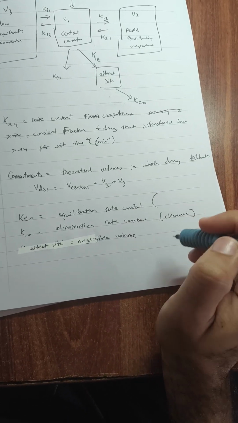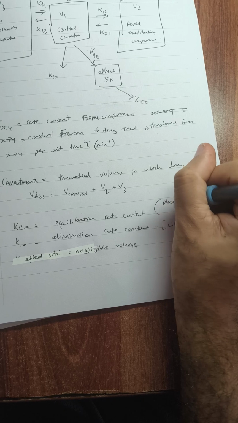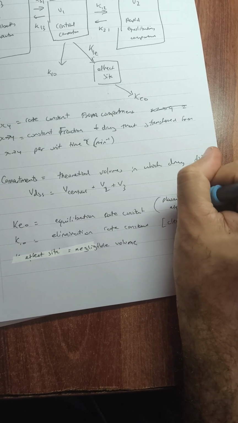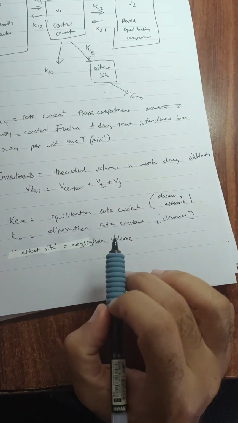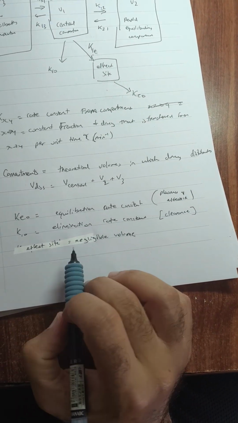Now KEO is the equilibration rate constant between plasma and effect site. And then K10 is the elimination rate constant, which talks about clearance. The effect site is a negligible volume.